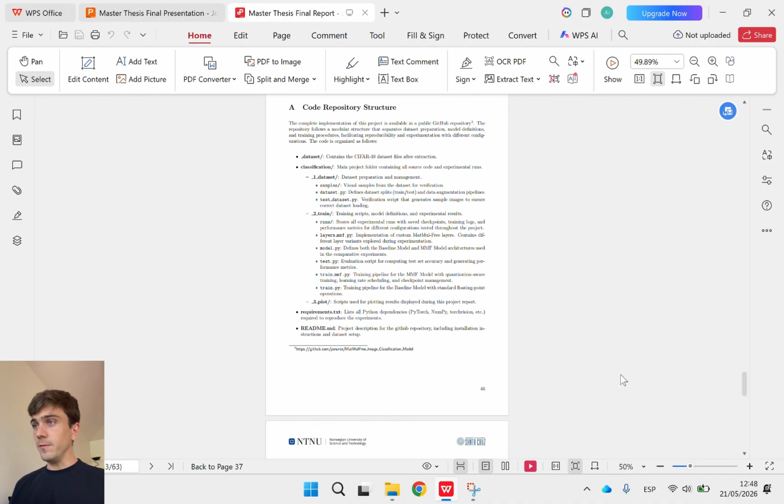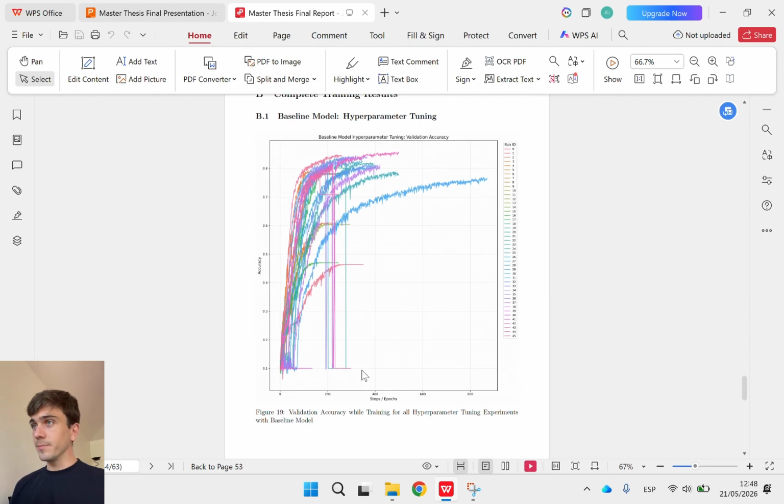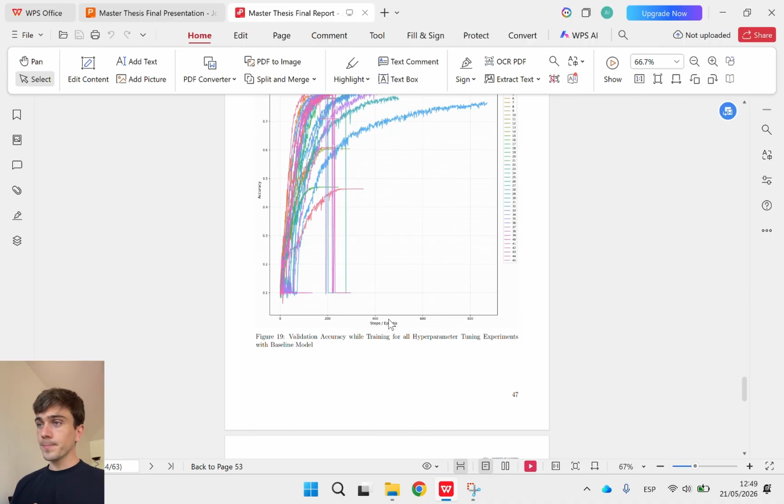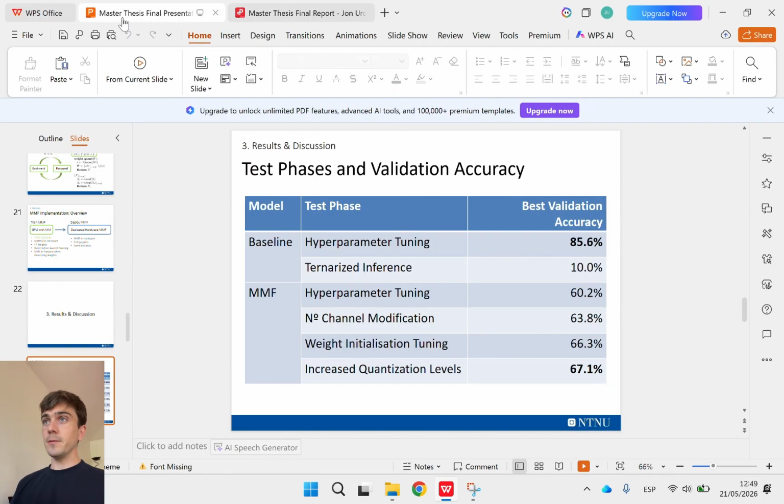So if you go to baseline model hyperparameter tuning, these are all the experiments, training while measuring the validation accuracy. And here I have all the details of what I tried with each, and the best one is 85%.